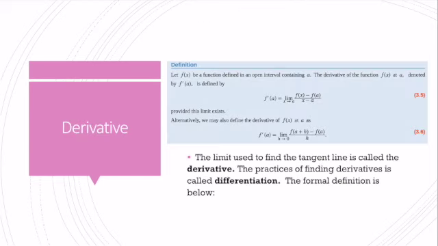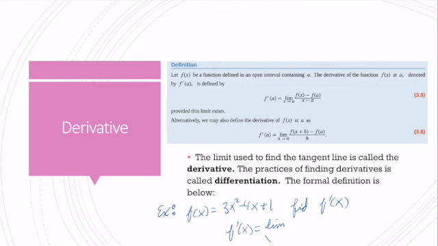The limit is used to find a tangent line. The limit used to find a tangent line is called the derivative. The process of finding the derivative is called differentiation. So if we want to find the derivative of, for example, f of x equals 3x squared minus 4x plus 1, we're going to find f prime of x, and f prime of x will equal the limit as x goes to 2 of f of x minus f of 2 over x minus 2.